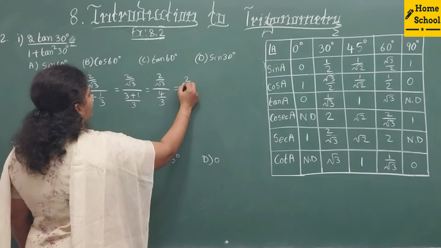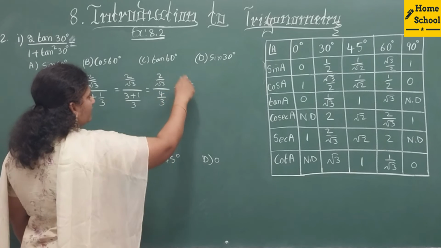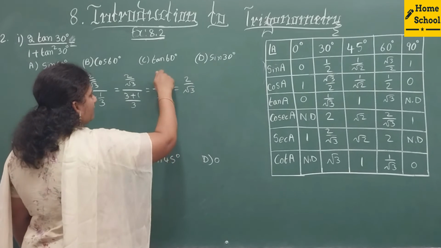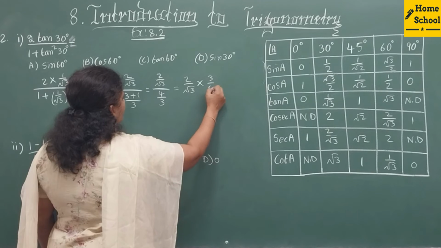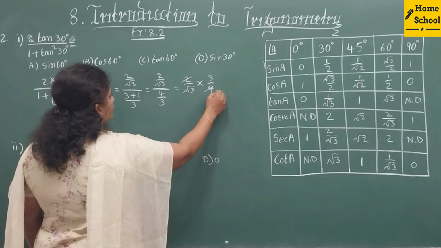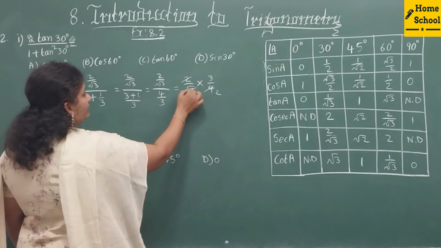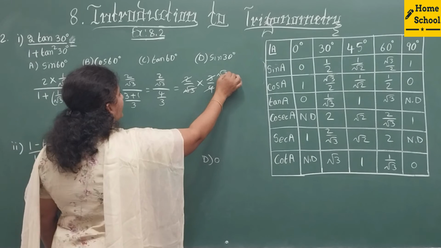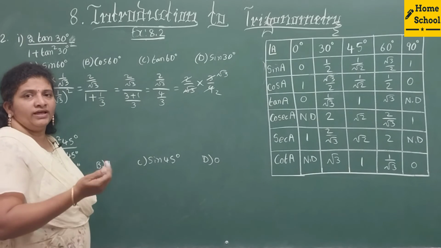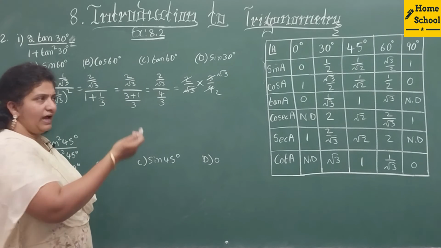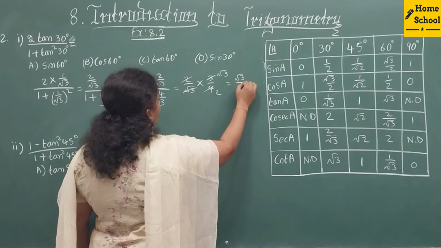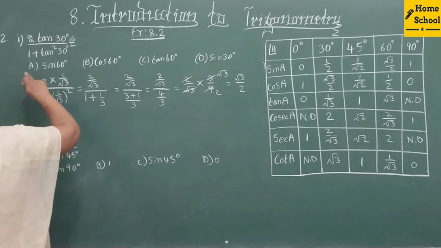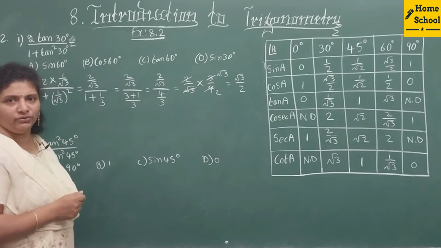So this what happens? 4 by 3 bring up, that means do the reciprocal and multiply into 4 by 3 reciprocal is 3 by 4. 2 2s are 4. Root 3 times 3. You know that root 3 into root 3 will be 3. That only you cancel. So what's your value? Root 3 by 2. Check for this option. Oh, you don't have root 3 by 2.